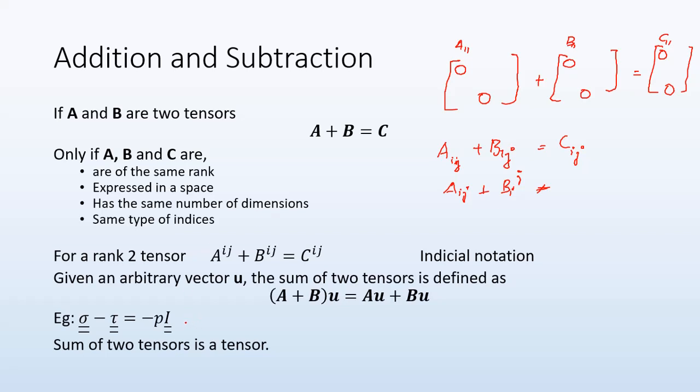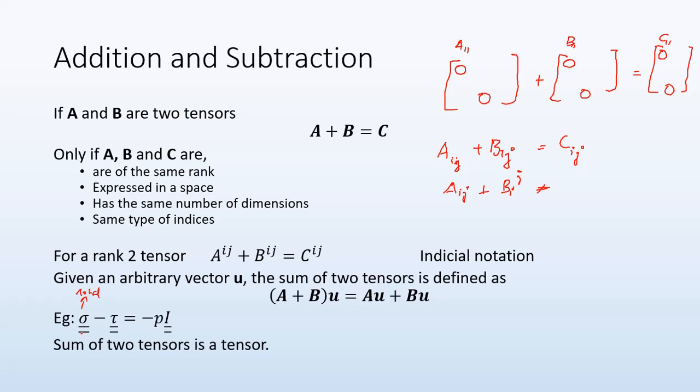Here is an example from fluid dynamics where sigma is the total stress and tau is the deviatoric stress. The difference between the total stress and the deviatoric stress actually gives you the hydrostatic pressure. Here you know that sigma is a second order tensor, and tau is also a second order, rank 2 tensor. Both are rank 2 tensors. And P, the pressure, is a scalar and it is multiplied with a rank 2 identity matrix.